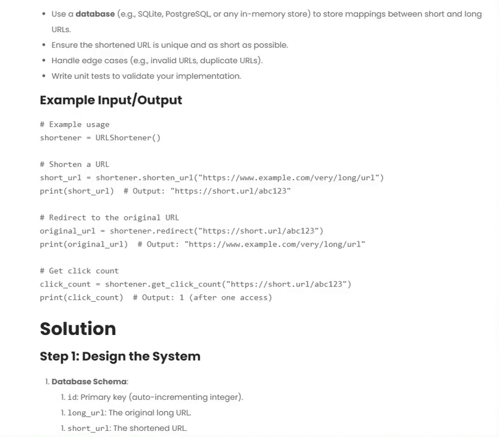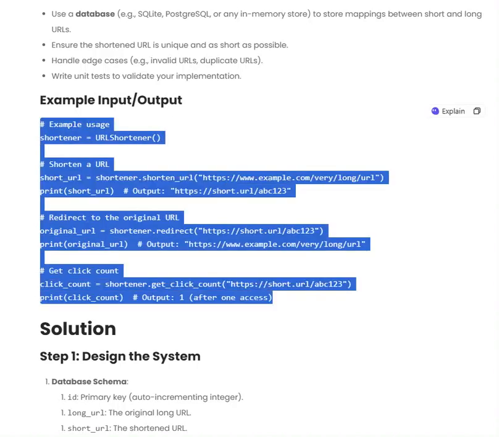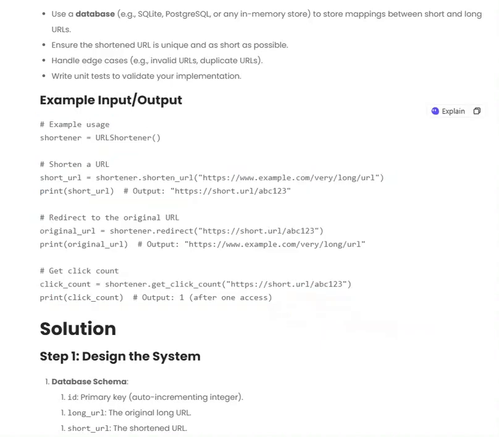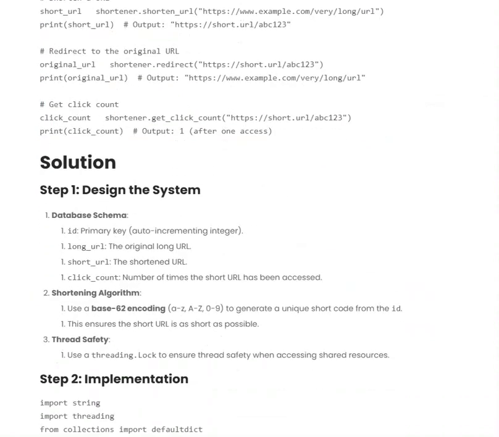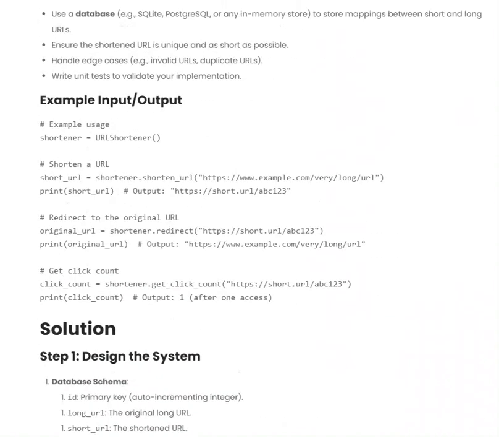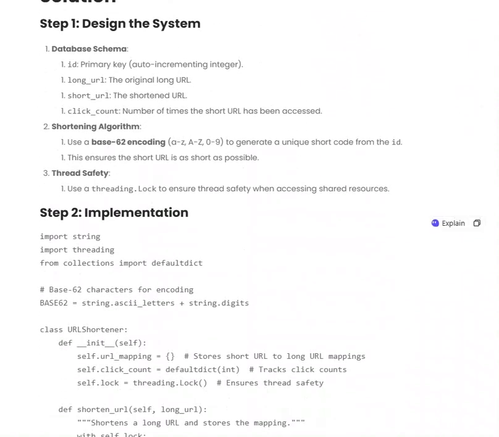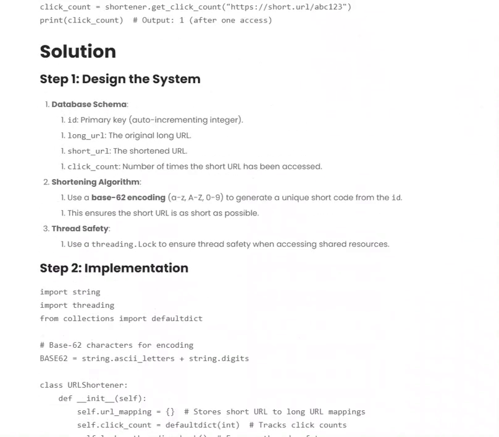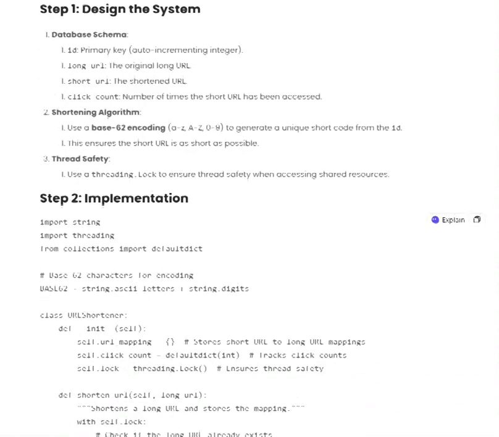Example: here is the main example, the solution, step by step. The solution will be here. At first, design the system: database schema with ID, long URL, short URL, click count. Algorithm: base 62 encoding. Thread safety: use threading.